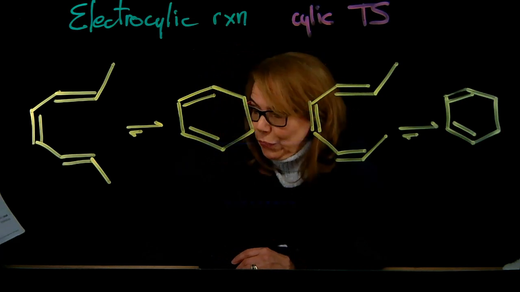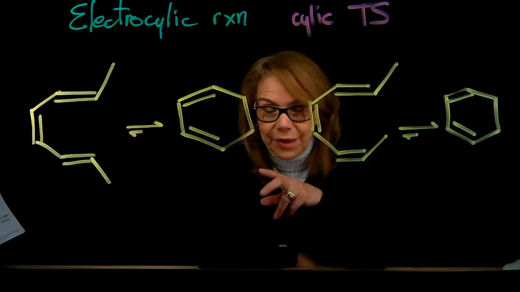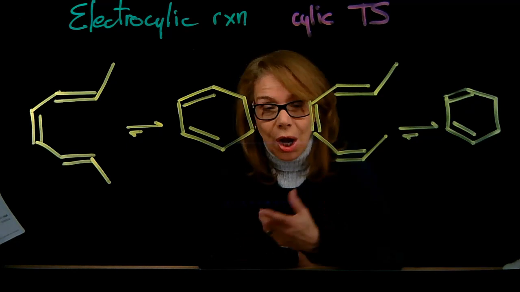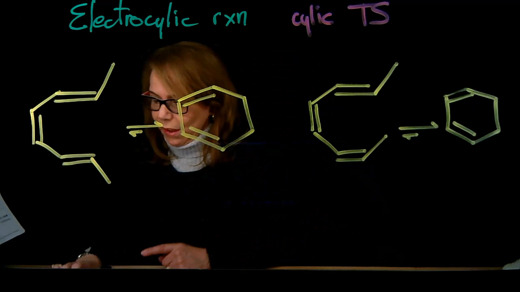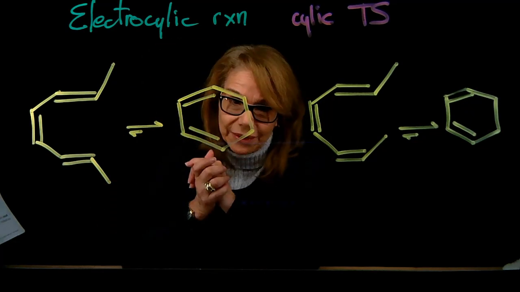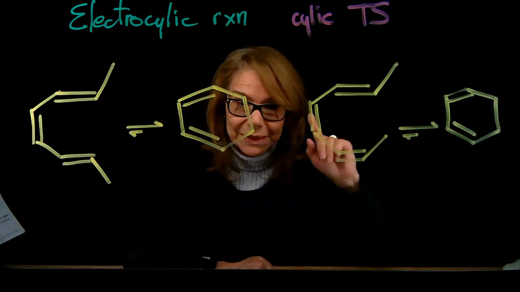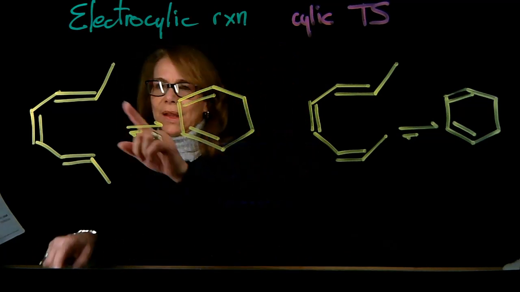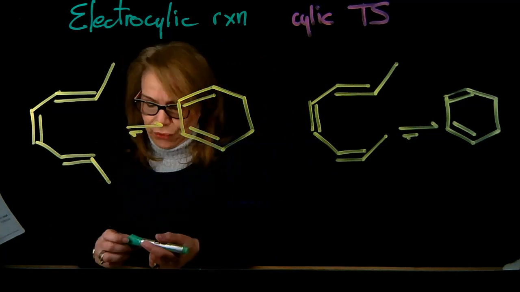In this video, we're going to talk about the stereochemistry, the stereochemical outcome of these reactions. Here we are looking at electrocyclic reactions. I haven't drawn the methyls yet. We're going to figure this out. So now what we have here is a triene.